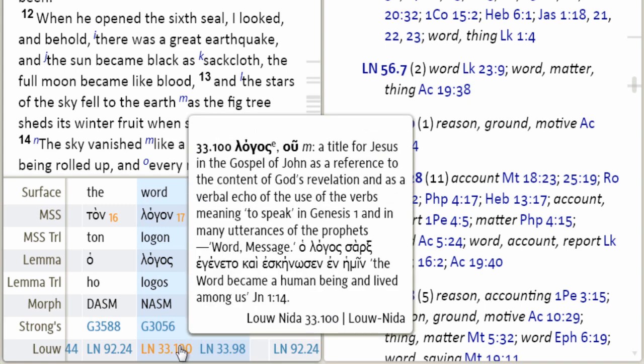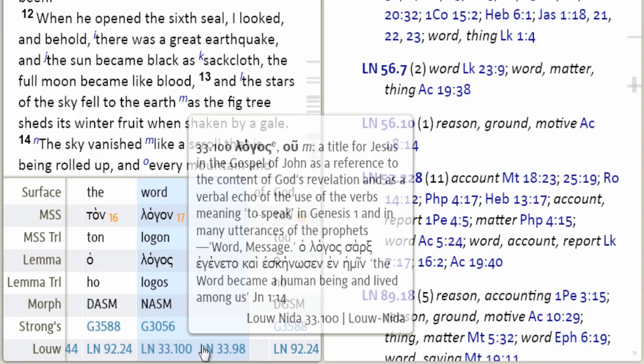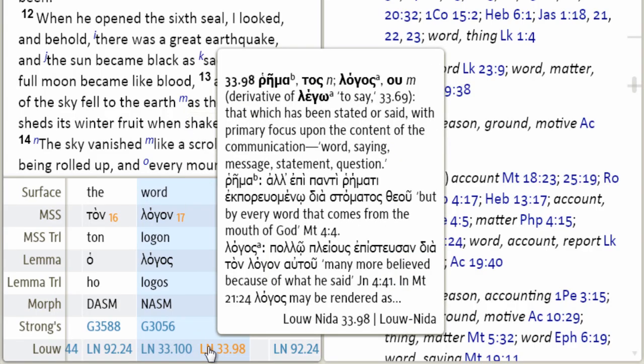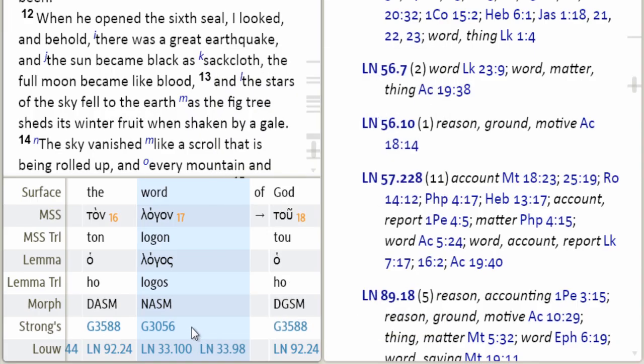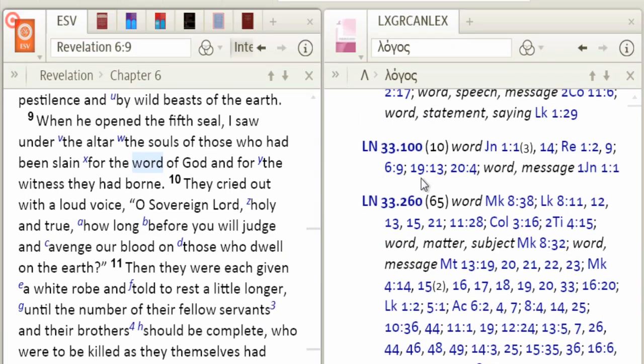So in this context, logos can be the title for Jesus, or it can be the content of communication, as in this sense, 33.98. And now in creating the analytical lexicon, we've looked for every place in the New Testament where the domain 33.100 has been used. And that's how we come up with these references attached to this sense here. Or to put it another way, if you were to look at each one of these references here in this article, you would see the domain number 33.100 at the bottom in the Louw-Nida line of the reverse interlinear pane.